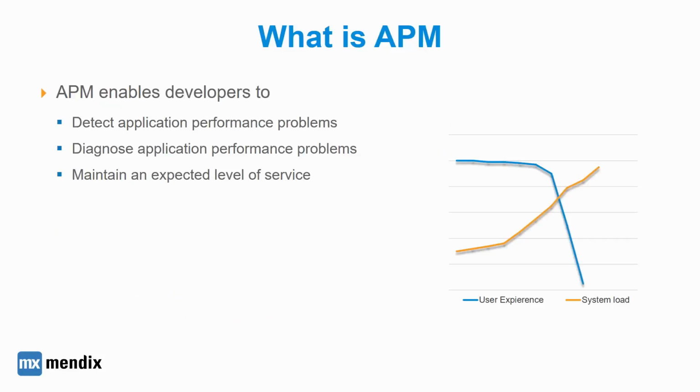When you are using your application over time, the number of users will grow and the amount of data within your system will grow. Eventually your system will get a lot of load on it. When that load reaches a certain threshold, your system will degrade in performance and this will also affect your user experience, and your user experience can degrade at a very fast pace. Therefore, APM enables developers to detect application performance problems. It helps them diagnose application performance problems, and it will help you keep up that level of service and user experience.